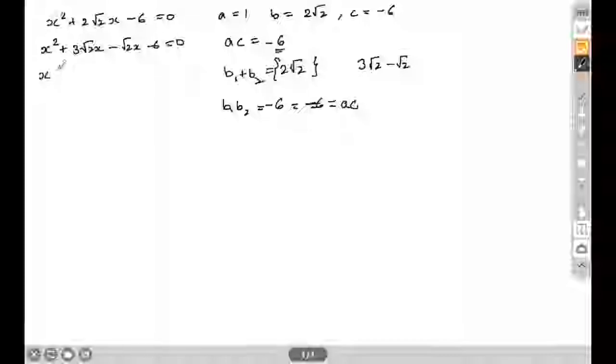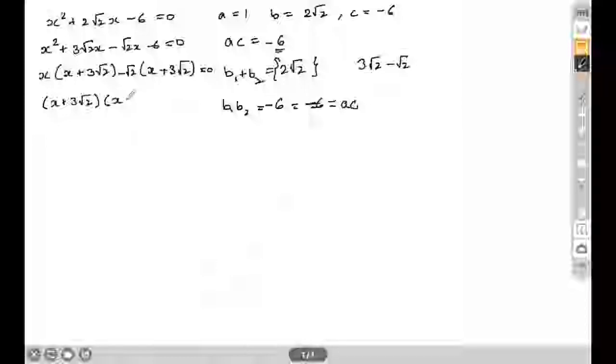So x is common to it, so x plus 3 root 2. And then here, again, minus root 2 is common, so this is x plus 3 root 2. This is equal to 0. Now, this is nothing but x plus 3 root 2 into x minus root 2 equals 0.